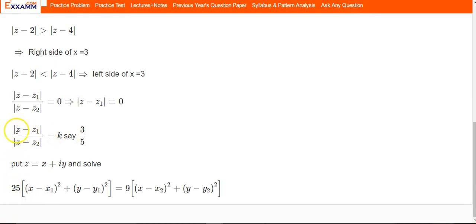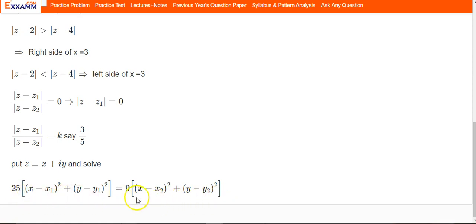So what do we get? If we put z is equal to x plus iy, and let z1 be x1 plus iy1 and z2 be x2 plus iy2, and then we put these values in this equation and square it, we get 9 upon 25 on the right side. So we get 25 bracket x minus x1 whole square plus y minus y1 whole square is equal to 9 bracket x minus x2 whole square plus y minus y2 whole square.